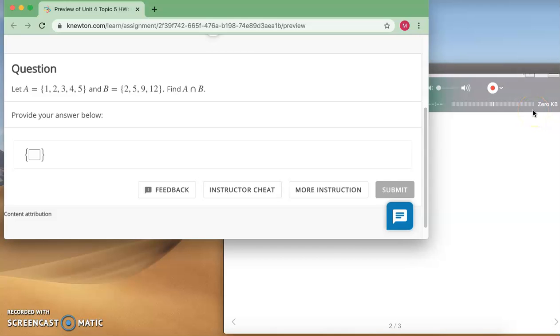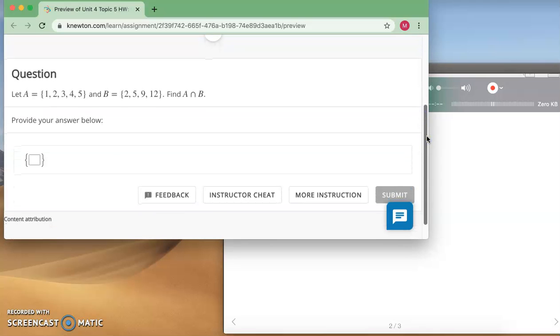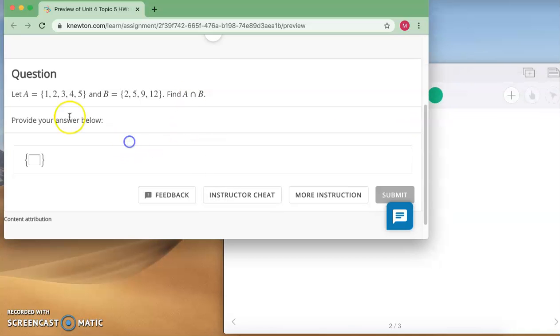Unit 4, Topic 5. We already have the summary of topics 4 and 5, but here are a few homework examples. The first one says, let A equal 1, 2, 3, 4, 5, and B equal 2, 5, 9, 12. Now, there's a couple ways you can just look at it and say, well, 2 is in both, because it says find A intersect B. So when we talk about A intersect B, we're looking for the numbers that are in both sets, where they intersect. So you can either draw a Venn diagram, or you can look at these.